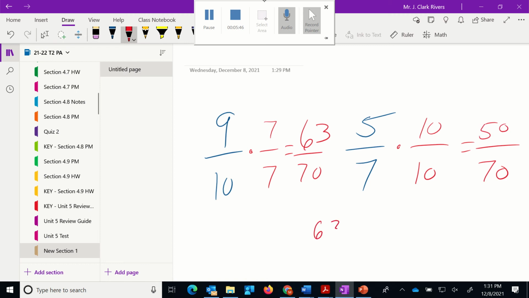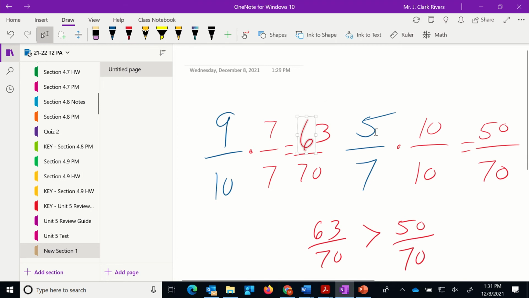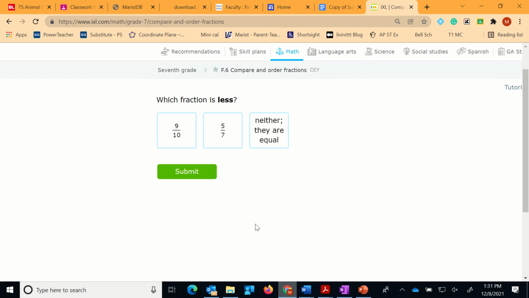So 63/70 is greater than 50/70. So 9/10 is greater than 5/7. So 5/7 is less. There you go.